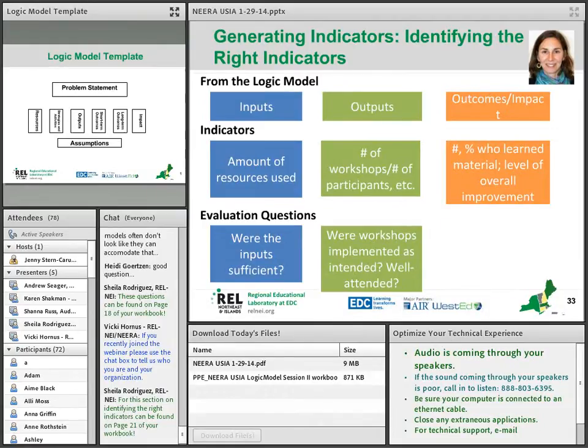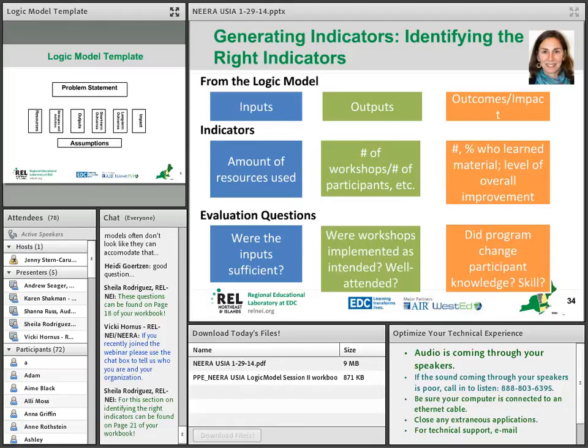Finally, thinking about the logic model and the outcomes and impact section of the logic model, the types of outcome-related indicators we have to do with overall improvement, changes in knowledge and behavior, and so forth. And so evaluation questions associated with that logic from the outcome to indicators to evaluation questions would have to do with whether or not the program saw a change in participants' knowledge or understanding or skill, behavior, and so forth.